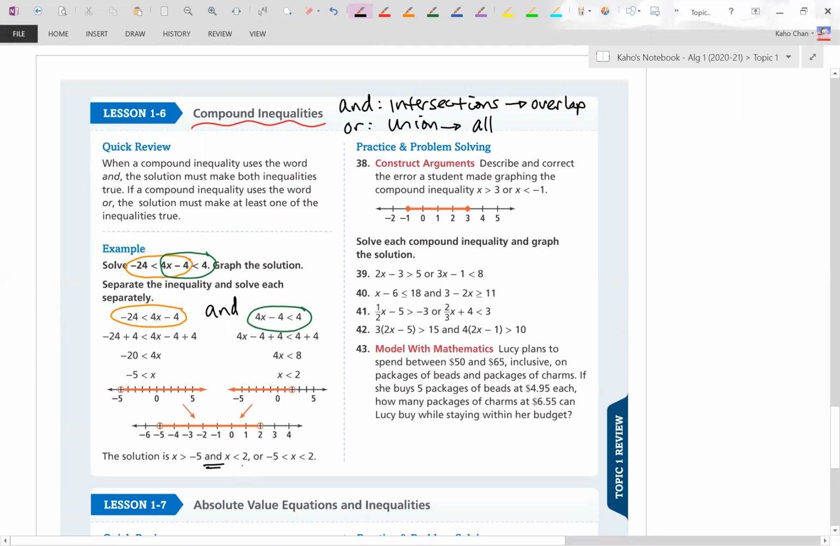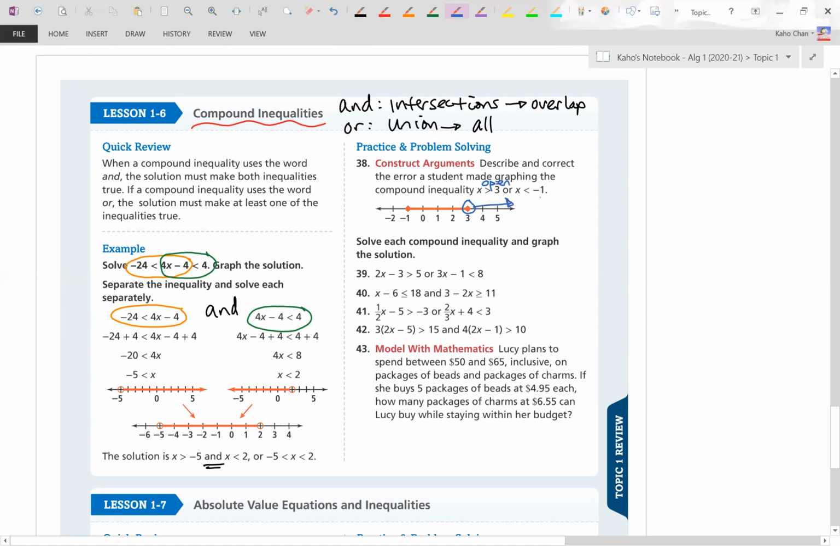Describe and correct the error for number 38. A student made a mistake graphing the compound inequality x is greater than 3 or x is less than -1. X is greater than 3 is going to the right of 3. It should be like this. It should be an open circle as well. This is an open circle. Should be going that way.